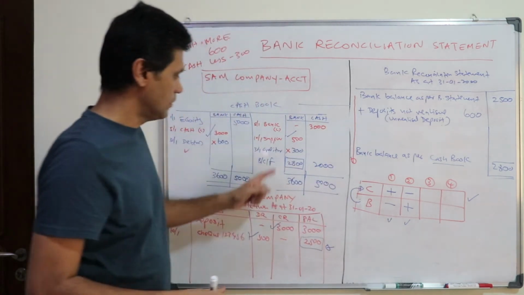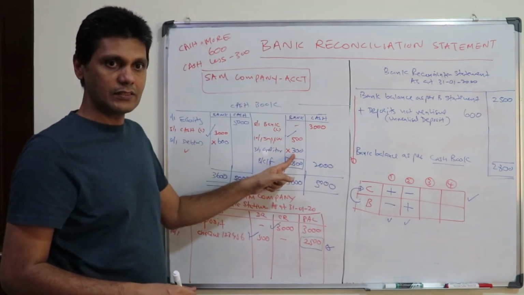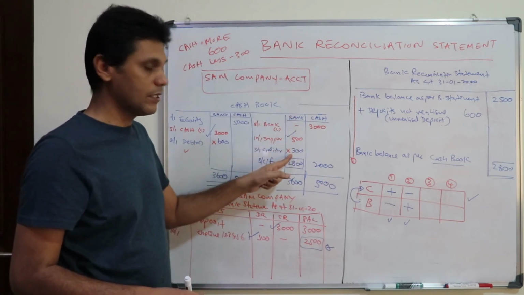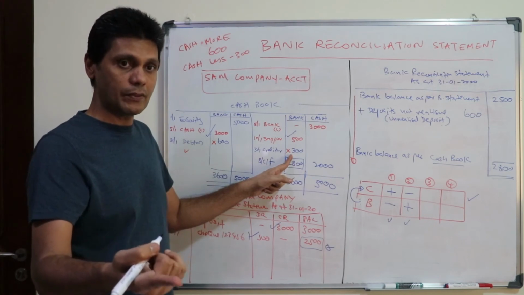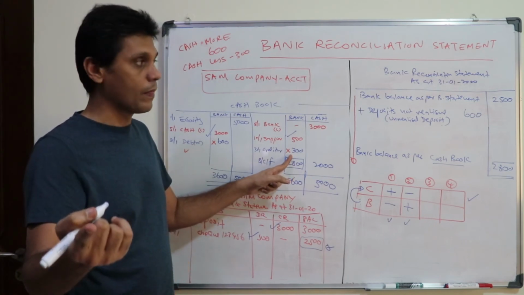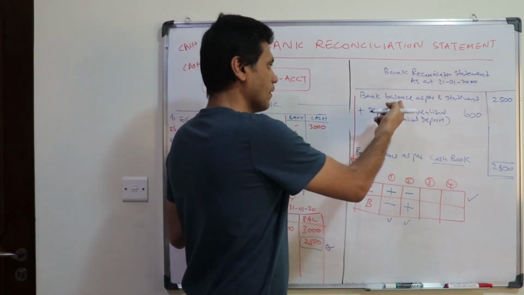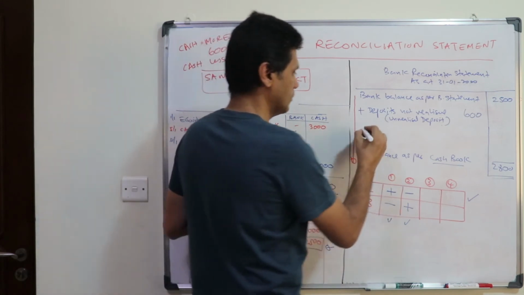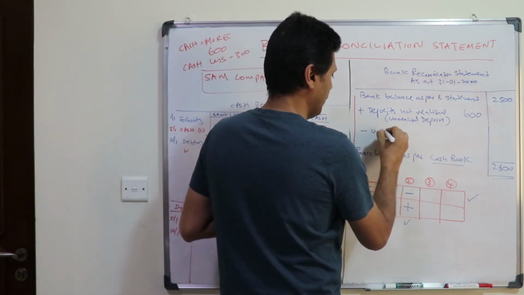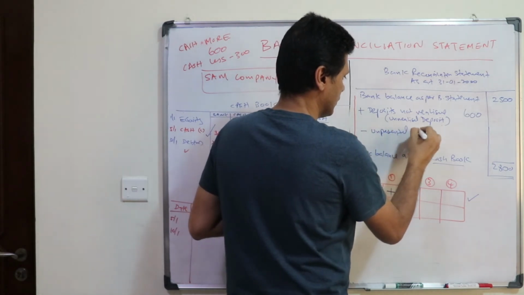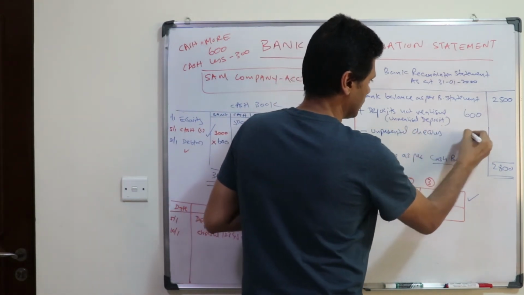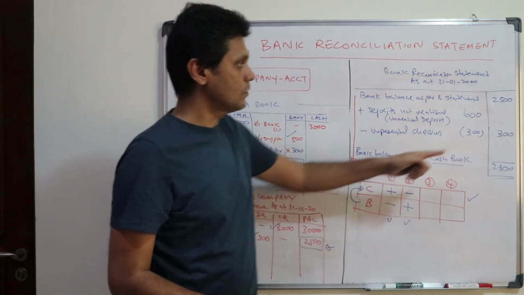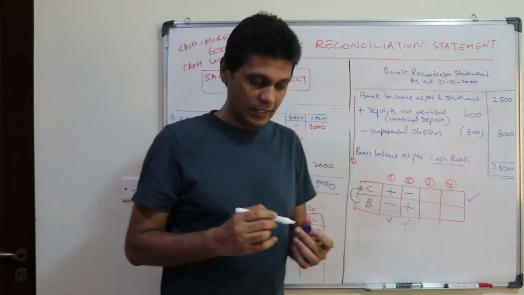Then this one, we reduced our cash book balance because the check was credited, but the check was not presented. The bank balance is more. So to arrive at the cash book balance, what you have to do? Minus. So this is, you can say, unpresented checks. How much? 300. So 2,500 plus 300, 2,800.